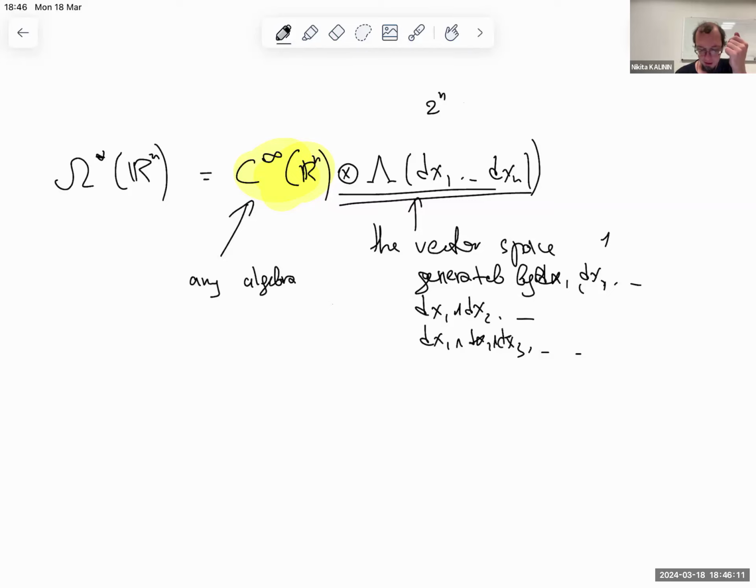And here it's not necessarily smooth functions. So instead of this thing, you can ask, okay, I want to take, let's say, only polynomials. Why not? Or only rational functions. Well, you can put here rational functions.